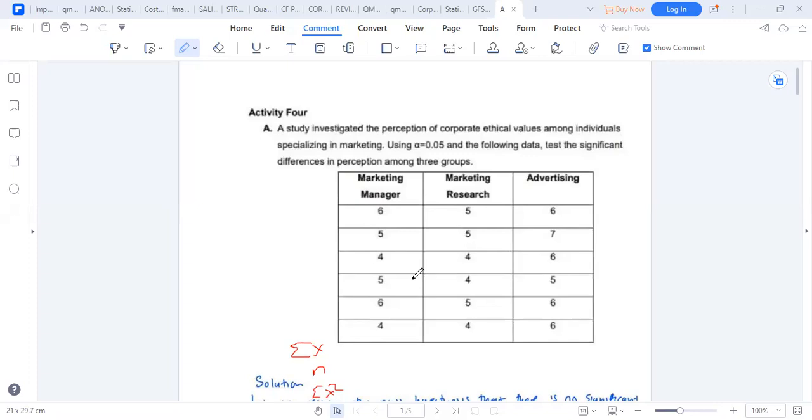So we total up in the first column. What are we going to have? 6 plus 5 plus 4 plus 5 plus 6 plus 4. This is 30. I'm going to do the first column. The ladies will go ahead, and the gents will go there.